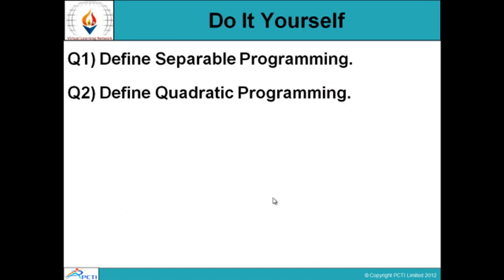And now do it yourself. Question number 1, define separable programming, and question number 2, define quadratic programming.